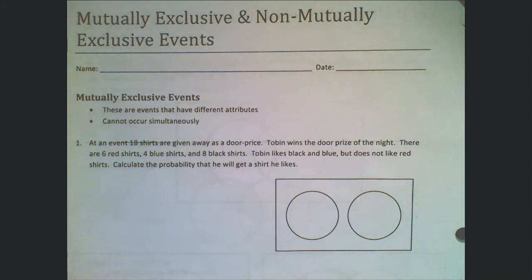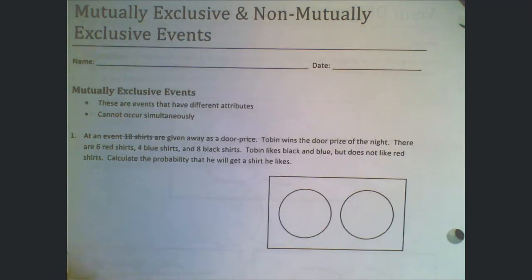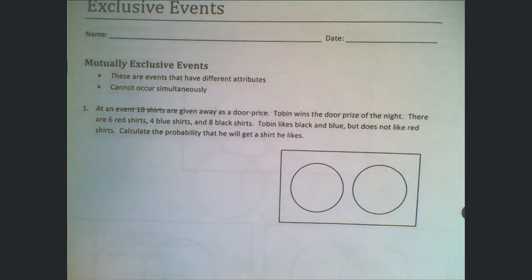So the first thing we're going to start with is this problem that you'll see here, which is at an event there's 18 shirts that are given away as a door prize. All right, Tobin wins the door prize of the night. There are 6 red shirts, 4 blue shirts, and 8 black shirts. So that makes 18. Tobin likes black and blue, but does not like red shirts. Calculate the probability that he will get a shirt he likes.